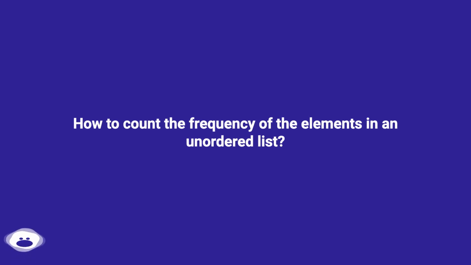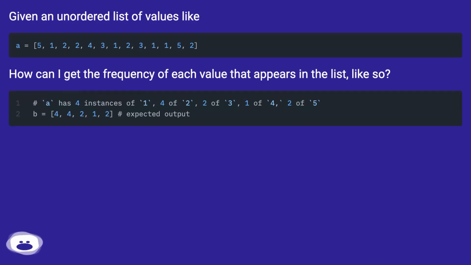How to count the frequency of the elements in an unordered list. Given an unordered list of values, how can I get the frequency of each value that appears in the list, like so?